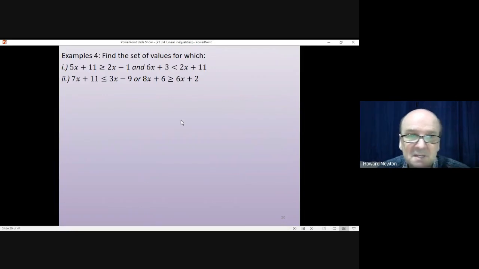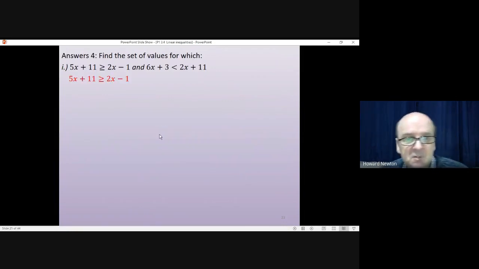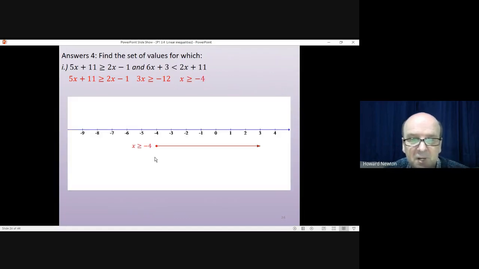Okay, we'll have a look at these together. So the first question, looking at the first inequality, 5x plus 11 is greater than or equal to 2x minus 1. Well, we need to simplify that first, so we need to tidy it up. That'll become 3x is greater than or equal to minus 12. Dividing through by the 3 gives us x is greater than or equal to minus 4. Then we can draw that on the number line. So it's going to start at minus 4, solid circle, because it can equal minus 4.